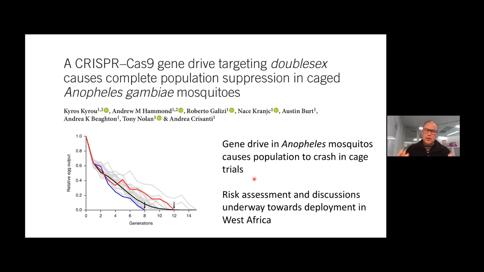And there's a large risk assessment now going on, and discussions underway towards the possibility of deployment, although that's still, I imagine, quite some time away.